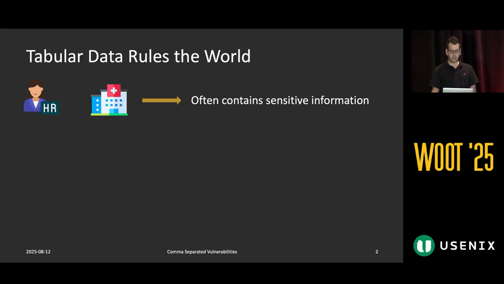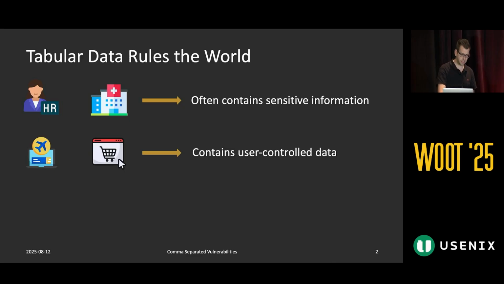So, tabular data rules the world. It is part of many different industries. For example, HR, where you have records of employees, or hospitals, where you have records of patients. So, these tabular data often contain sensitive information. Furthermore, these tabular data often contain user-controlled data. For example, if you think about a booking system or an online shop, where you put in your username, your address, and stuff like that.